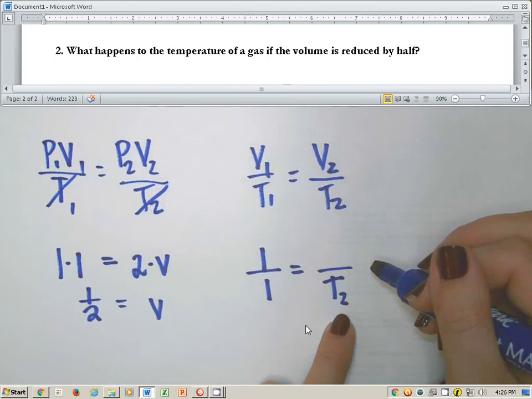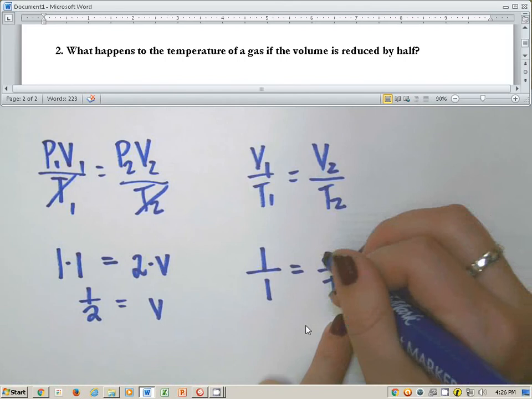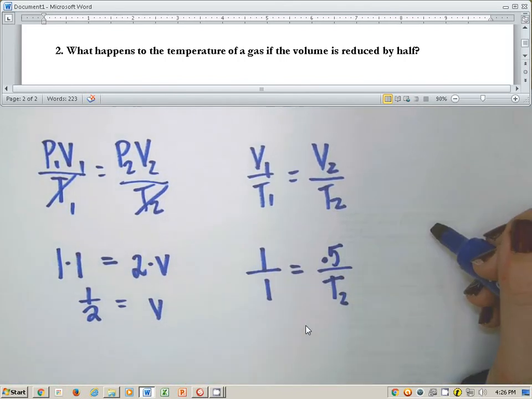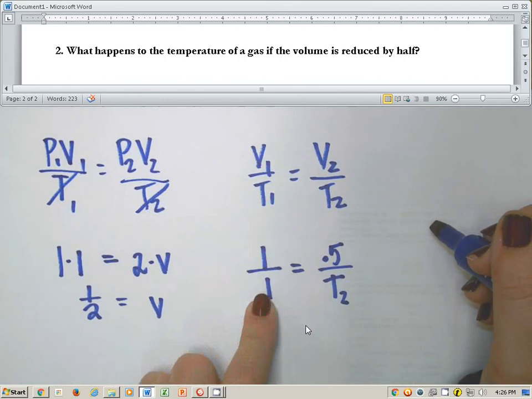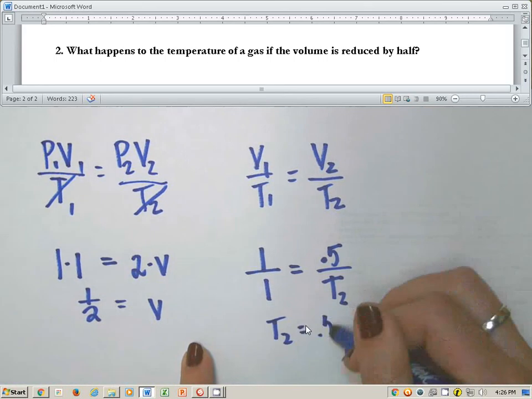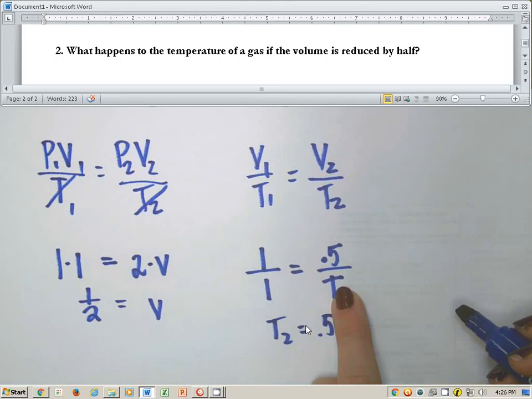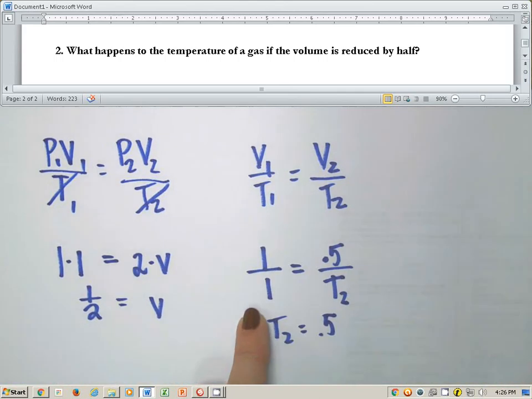So I could put in 0.5. 1 was divided by half. And so if I end up doing this, this is going to be equal to 1. I'm going to have to multiply to get T over here. My T is going to be equal to 0.5. It's the only thing on the bottom that would still make it equal to 1. So the answer in this case is that my temperature would also have to be reduced by half.